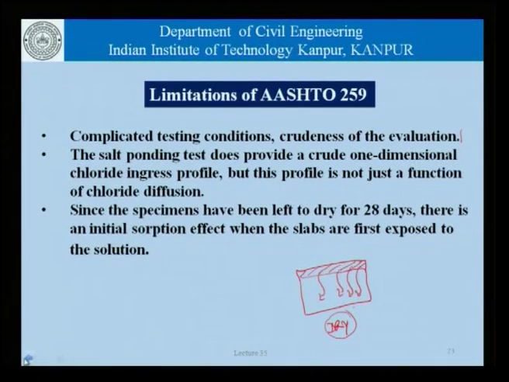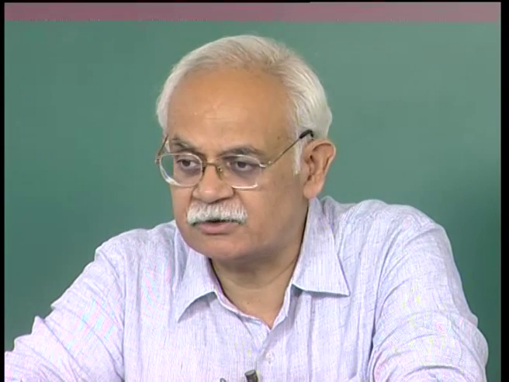Thus, as far as the 259 and the 277 are concerned, both of them give us results as far as chloride permeability is concerned. In one case, the results are available in let us say about 6 to 10 hours, because the actual test in 277 is for 6 hours, and if we give or take a couple of more hours for preparation and so on, the results are available very quickly. But in the case of 259, the results are available only after a period of 3 months.